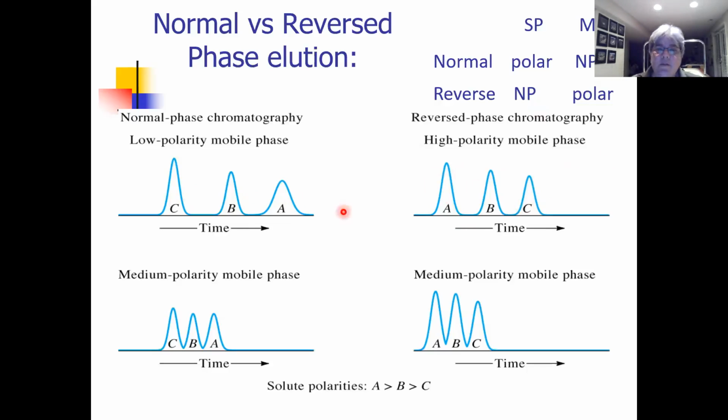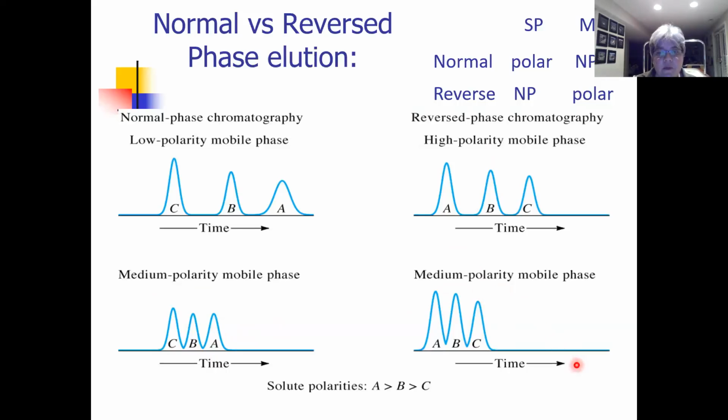Now I can't change that order, but I can change the time by changing the mobile phase. Notice here, the mobile phase had a low polarity. If I make the mobile phase more polar, that means this polar guy is going to want to be in the mobile phase more than before, so it's going to come out a little bit sooner. And the same thing over here. Here I've made the mobile phase less polar, so the nonpolar guy will come out a little bit sooner. So by changing the mobile phase, I can adjust those times for when things come out.